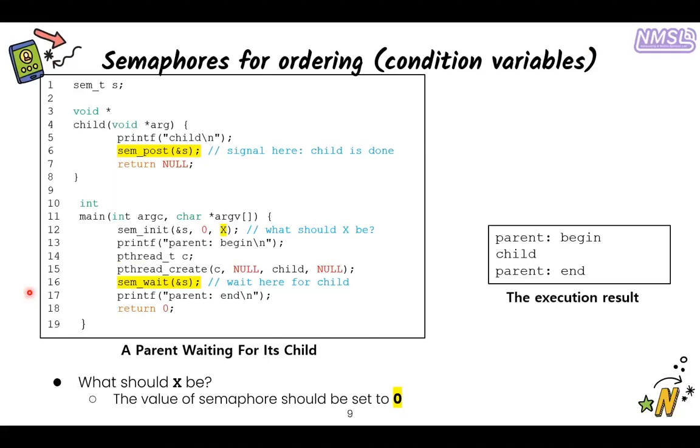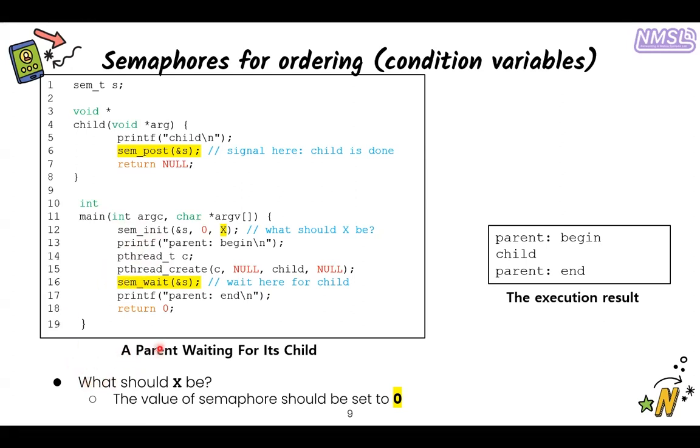Now let's look at a different case, using a semaphore for ordering, or condition variables. Because condition variables, at the end of the day, are really about ordering who does what first and then later. So this is a case where a parent is waiting for its child. This is an example we've seen numerous times. For the child, it's pretty simple. You just do a post after you're done, basically signaling. Now for the main function, you create a thread, a child thread, then you wait.